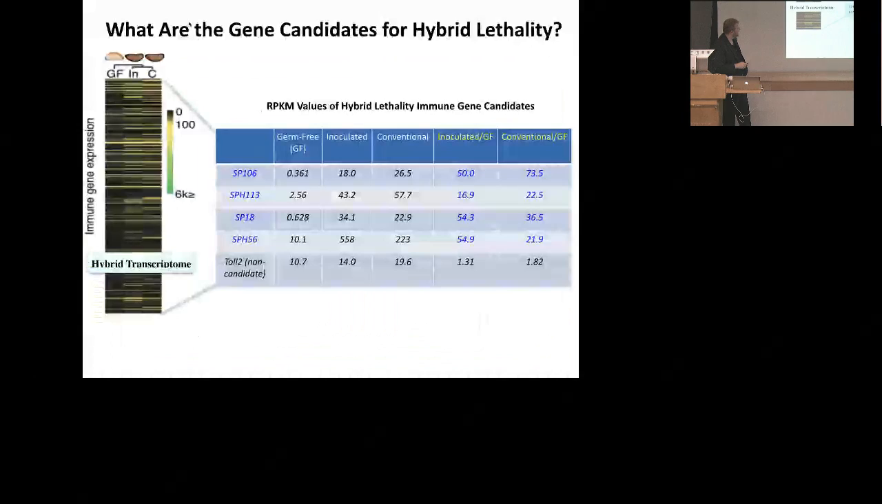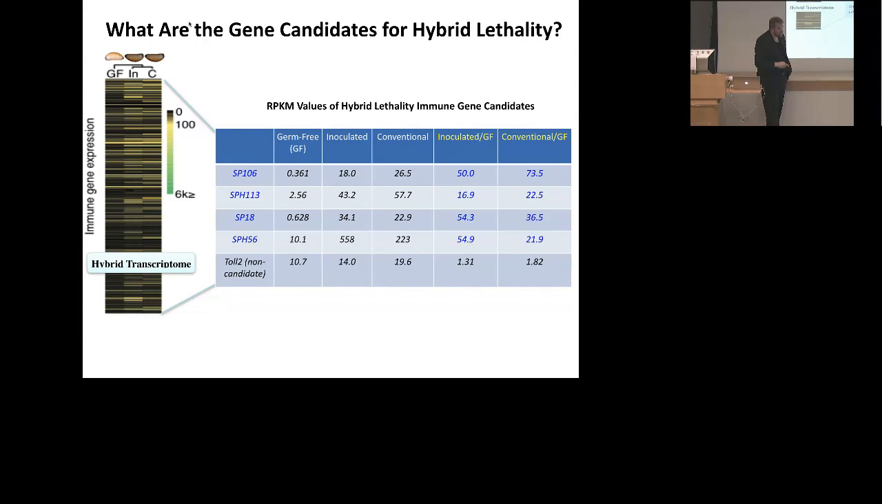And if you take a deeper look at the particular immune profiles in this heat map, you can actually whittle down what might be some interesting candidates to focus on for the host genetic candidates that interact with the microbiome. You can see the germ-free state is relatively underexpressed. The inoculated and conventional states are hyperexpressed. We focused in on some consistent differences in which these particular immune genes are hyperexpressed in the inoculated or conventional hybrids that die over the germ-frees that don't die. So there's a 50-fold difference in expression in this particular gene.